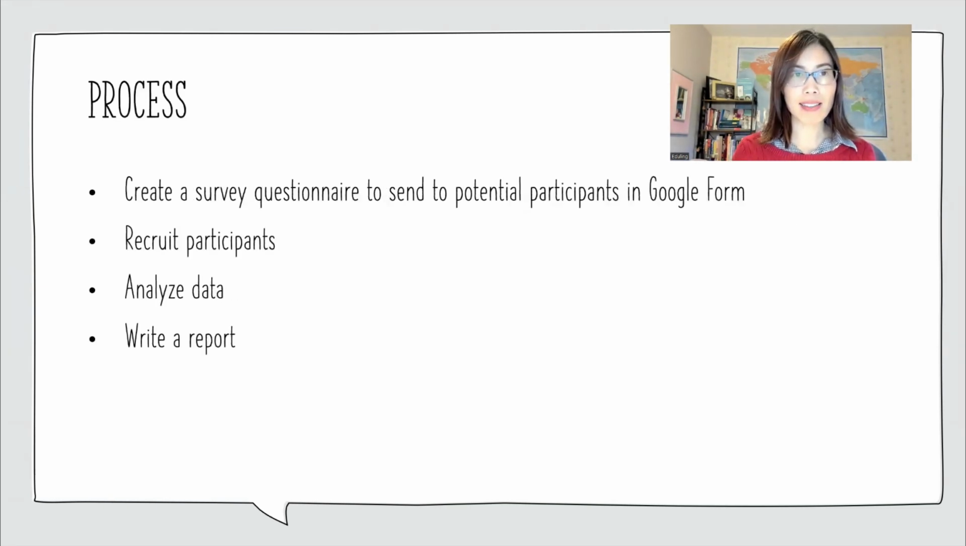This is the process that I recommend. First, we are going to create a survey so that you can send to potential participants through a Google form. Actually, we already have this survey, so I'll share a link with you so that you can share with your participants. Then you need to recruit participants. It means that you need to try to get as many people to complete the questionnaire as possible. After you have the data back, you're going to analyze the data, and then you're going to write a report.